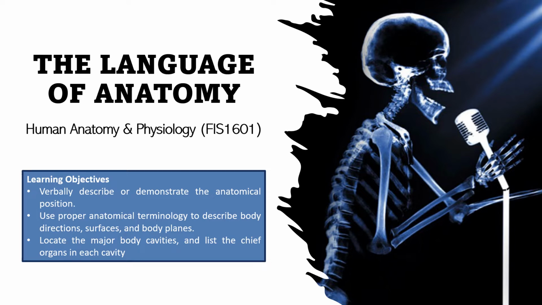The learning objectives include verbally describing and demonstrating the anatomical position, and using proper anatomical terminology to describe body directions, surfaces, and body planes. Then we're going to locate major body cavities and list the chief organ in each cavity. So let's begin.